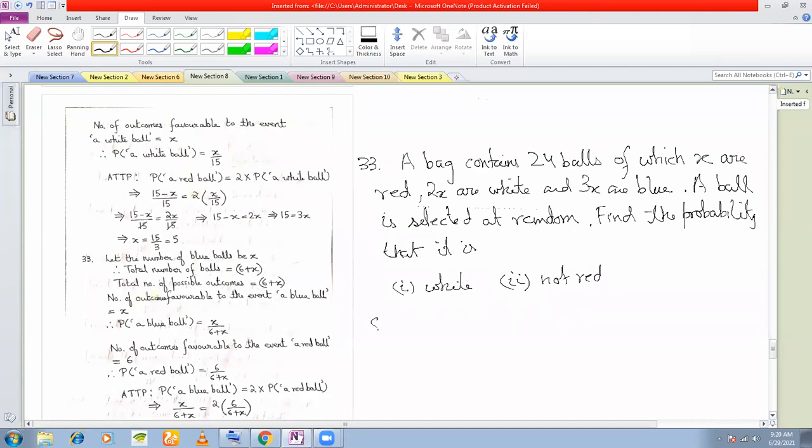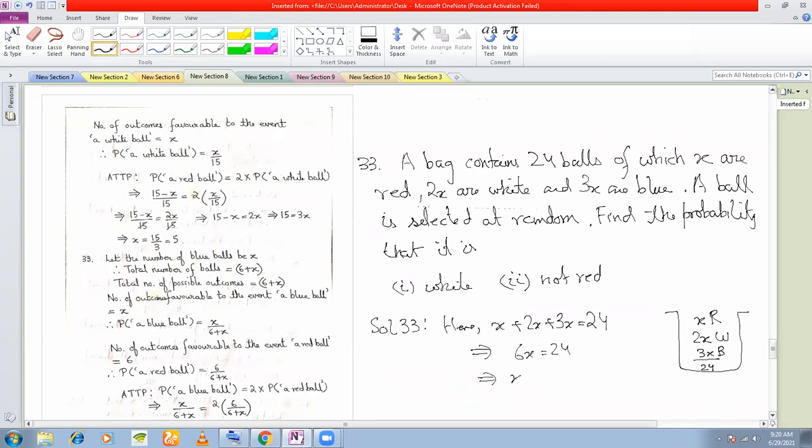Okay, so first of all, this is the bag that contains the balls. It contains x red balls, 2x white balls, and 3x blue balls. So the total number of balls given here is 24, right? So here x plus 2x plus 3x must be equal to 24. That means 6x is equal to 24. That means x is equal to 24 by 6, which is 4.